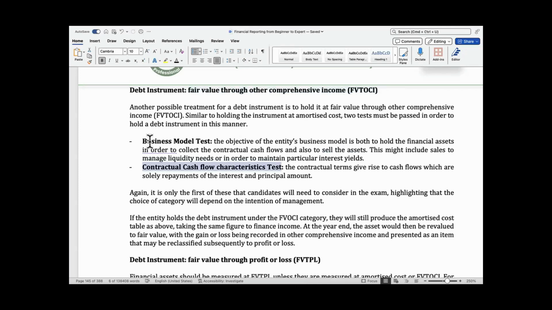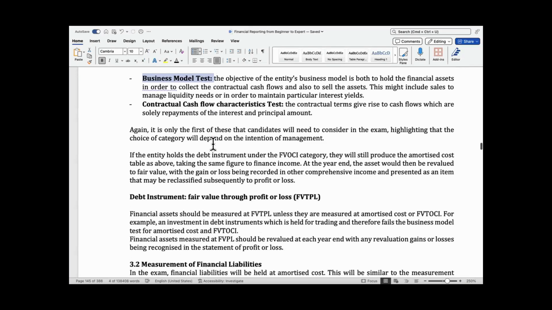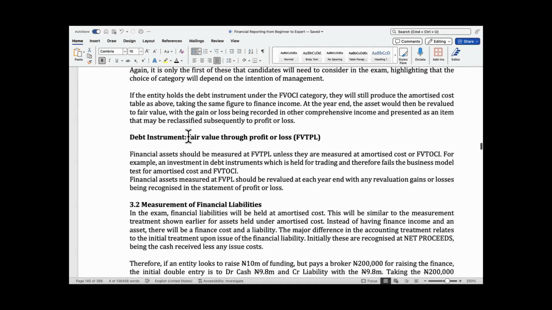Like I told you, you will see that where the difference is arising is in the business model. For the amortized cost, the way you want to manage this financial asset is to solely collect interest and principal. But for the fair value through OCI, the way you want to manage it is, in addition to collecting interest and principal, you also want to sell. And that's that.